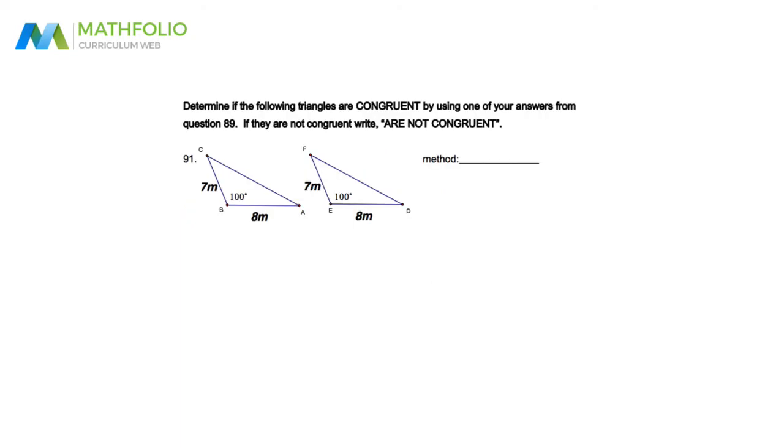Alright, 91. Question 91 is asking us to determine if the two triangles are congruent by using one of my answers from 89. If they are not congruent, write are not congruent. So first thing is we've got to make sure we do this. It's a direct order if they are not congruent. So let's take a look. We've got this matches with this, so that's a side that's the same. We've got an angle here that matches with this angle, so that's an angle. And we've got a side here that matches with a side. So yes, they are congruent, and the method is side angle side.